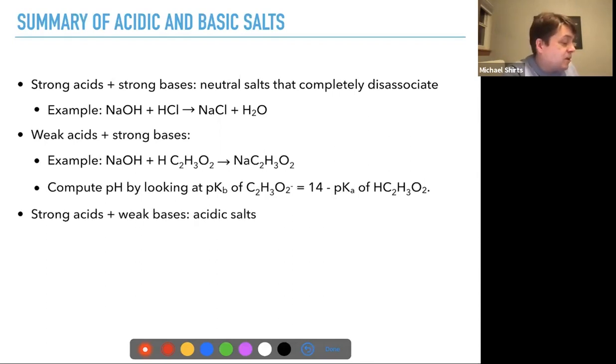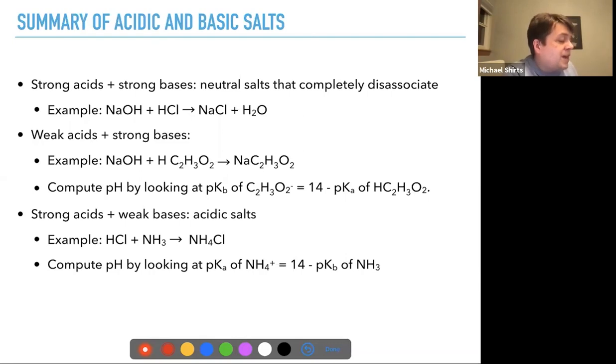Strong acids plus weak bases, these are acidic salts. Example: hydrochloric acid plus ammonia to make ammonium chloride. That is an acidic salt. And we can compute the pH by calculating the pKa of ammonium, by just looking at 14 minus the pKb of ammonia. We were doing those in logarithmic form, right?